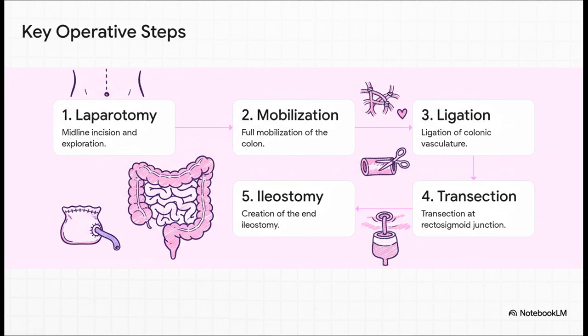This is to preserve the blood supply for any future pelvic surgery. Fourth, we transect the bowel at the rectosigmoid junction. Fifth, the end of the small bowel, the ileum, is brought out as a standard end ileostomy. And finally, number 6, we have to manage the rectal stump. We can either oversew it and leave it in the pelvis, that's a Hartmann's pouch, or bring it out to the skin as a mucus fistula.